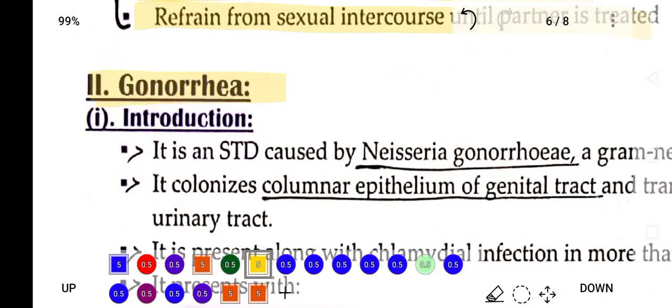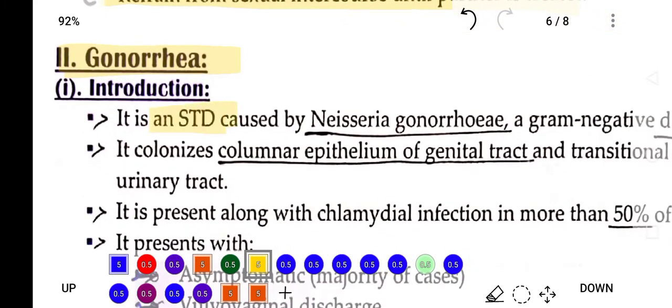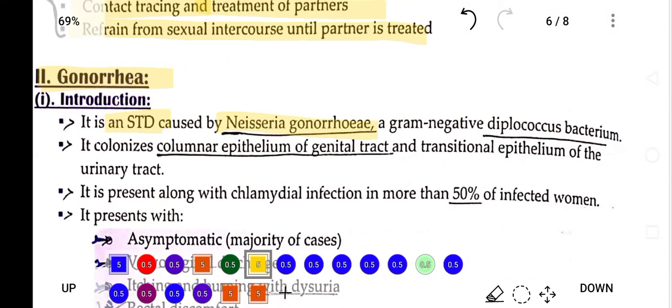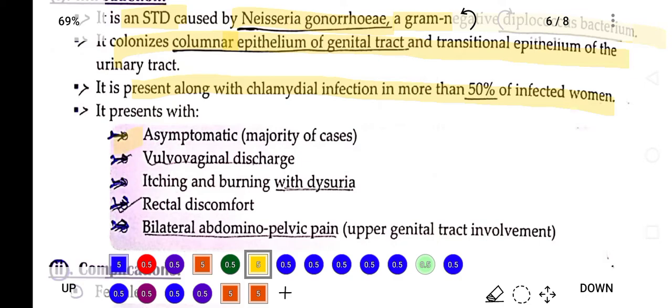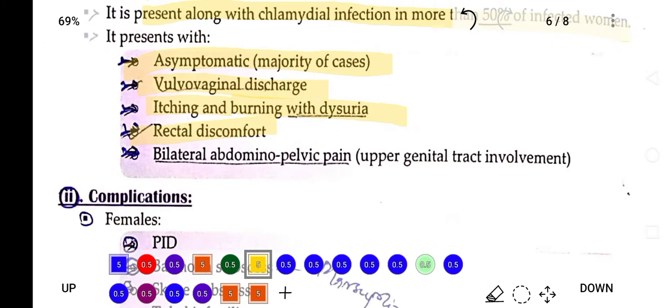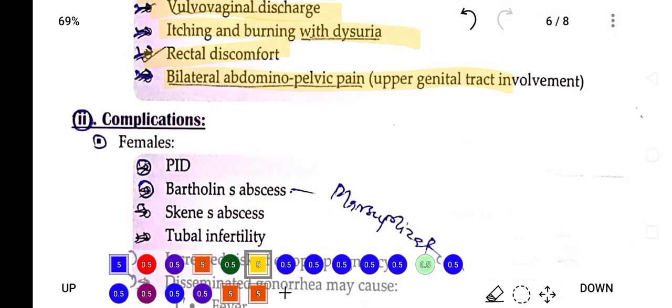And another is gonorrhea. Gonorrhea is a sexually transmitted disease caused by Neisseria gonorrhoeae, which is a gram-negative diplococcus bacterium. It colonizes the columnar epithelium of the genital tract and transitional epithelium. It is present along with chlamydia infection in 50% of the cases. It is most commonly asymptomatic, but sometimes presents with vulvovaginal discharge, itching, burning with dysuria, painful urination, rectal discomfort, with bilateral abdominopelvic pain occurring in the woman when the upper genital tract is involved.